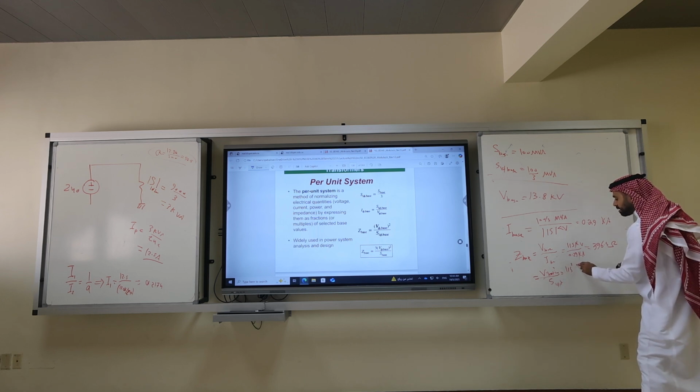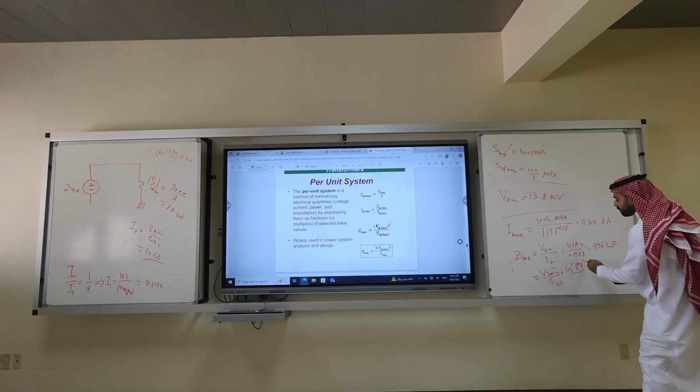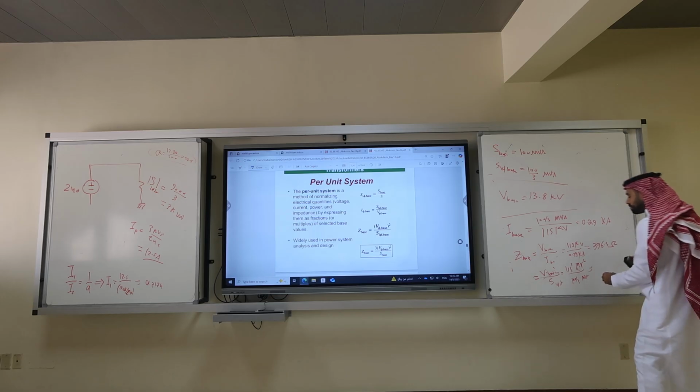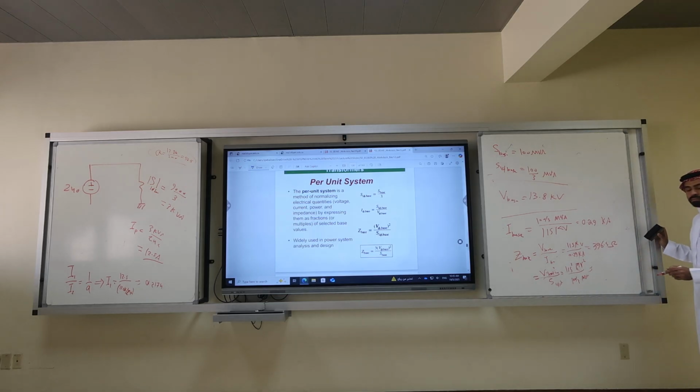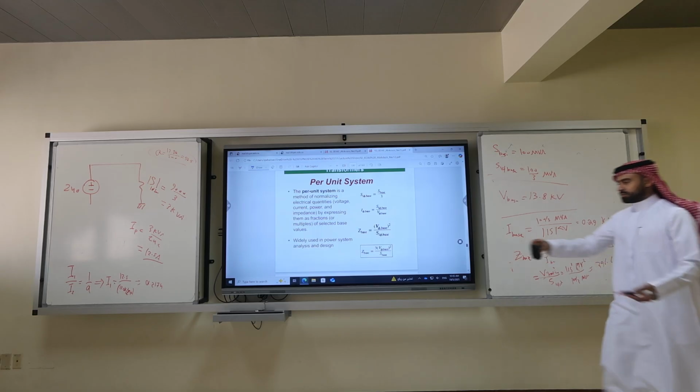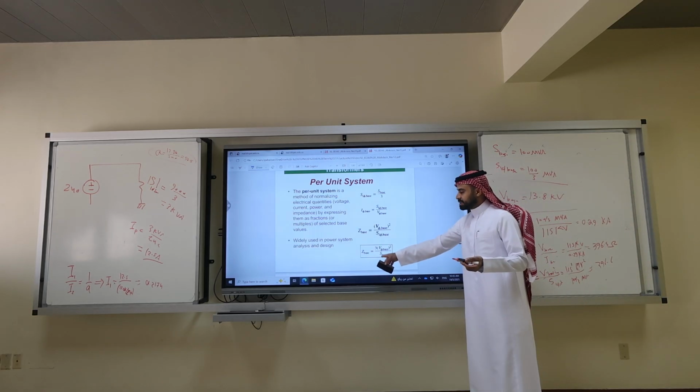$115 square. Kilo square is what? Mega. Megavolt over megavolt square over 100 over 3 MVA. What's the answer? Should be the same. 396 ohm. There's a third equation. Try it. For S base, 3 phase.